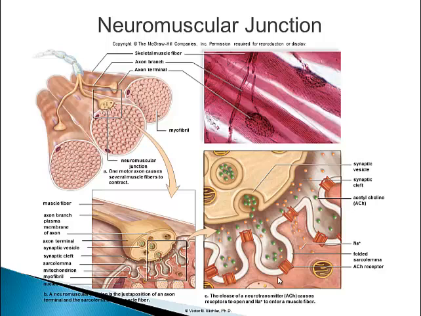The axon terminal contains synaptic vesicles filled with acetylcholine. When the nerve impulse reaches the end of the axon, acetylcholine is released into the synaptic cleft. Acetylcholine diffuses across the cleft and binds to receptors in the sarcolemma. Botox, or botulinum toxin A, is a toxin produced by bacterium that prevents the release of acetylcholine, so the muscles cannot contract.